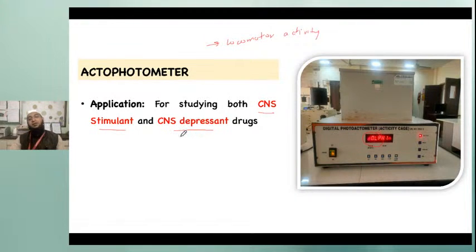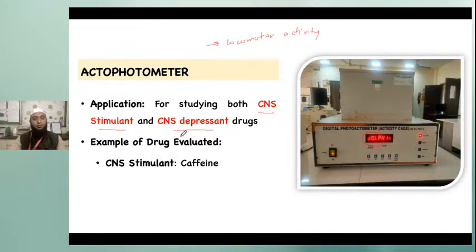So let's see one example of each category of drug that can be evaluated using the actophotometer. The CNS stimulant drug you can evaluate is caffeine, which is a well known CNS stimulant drug, and the CNS depressant drug that you can evaluate is diazepam.